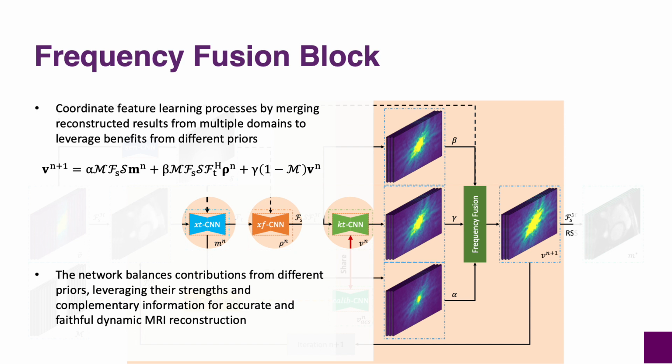To leverage the benefits of the different priors, a frequency fusion block is introduced to coordinate the feature learning process by merging the reconstructed results from ST, SF, and KT domains. By adjusting coefficients in the equation, the network can balance the contributions from different priors based on their respective strengths and leverage their complementary information for more accurate and faithful dynamic MRI reconstruction.